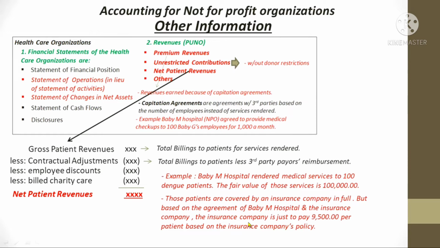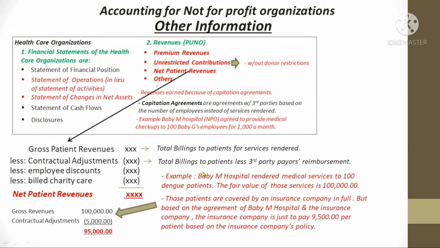Again, Baby M Hospital and the insurance company agreed on it. So only 95,000 will be paid to the NPO. That's 100 patients times 9,500 each. If we compute it here, this 5,000 that will not be collected by the Baby M Hospital will be considered a contractual adjustment. And I hope you got it. And that's it for contractual adjustments.